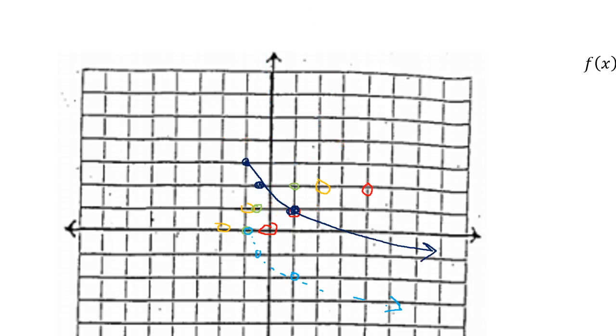Radical function, square root function. I take it left 2, so the red points are my original square root function. It would look like that. Take it left 2, now it's the yellow points, veering off like that.